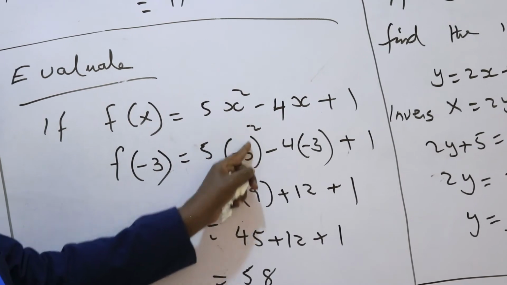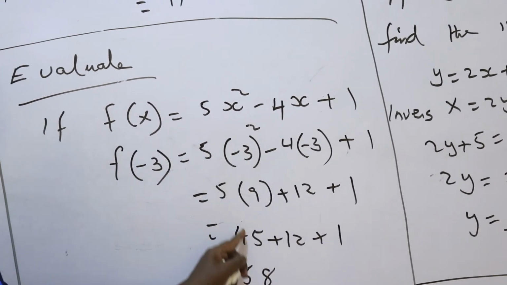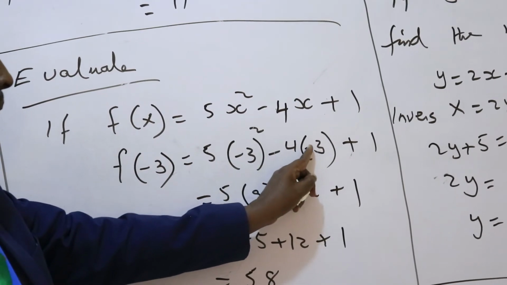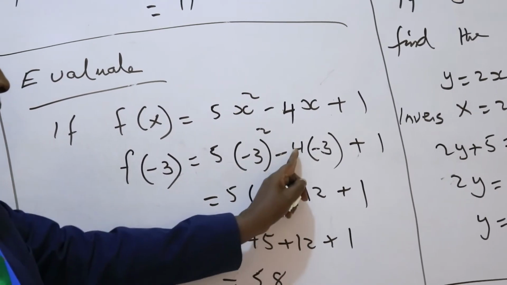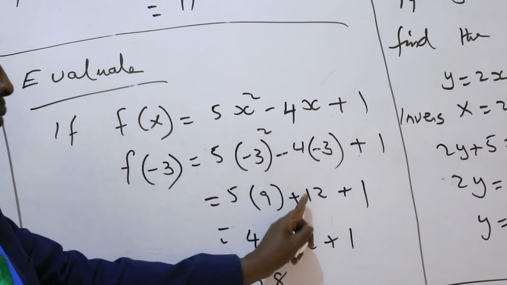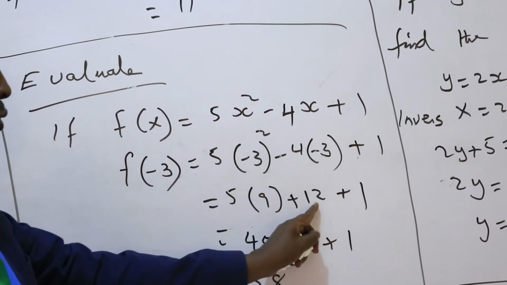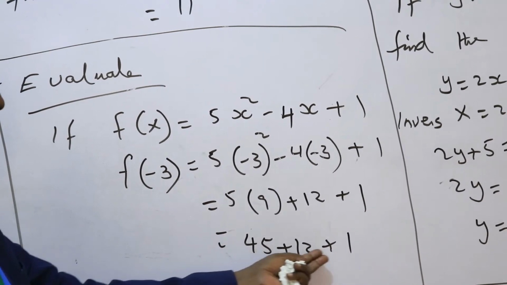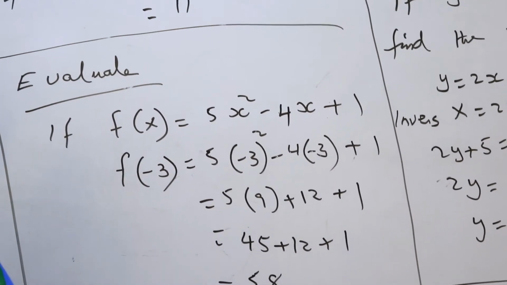Okay, here we get 9 times 5, 45. Minus 4 times minus 3, minus and minus make plus, 4 times 3, 12, plus 1. This will be 45 plus 12 plus 1 will be 58.